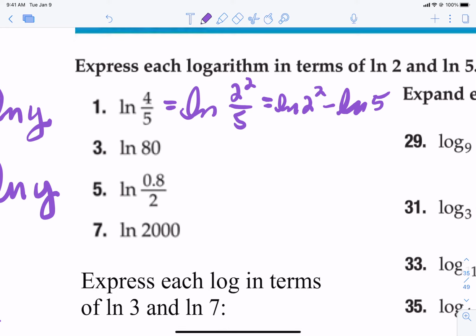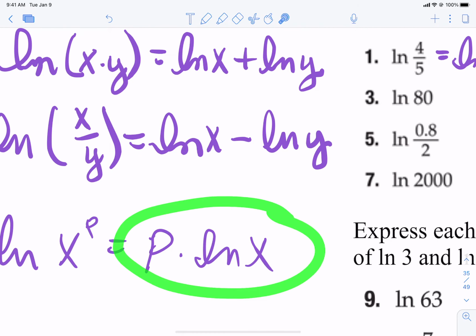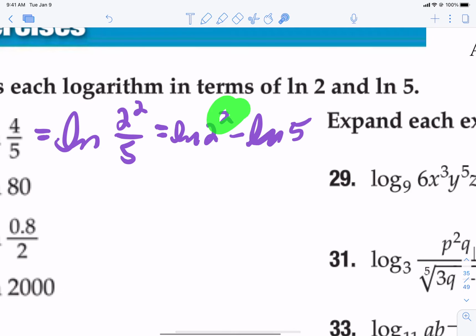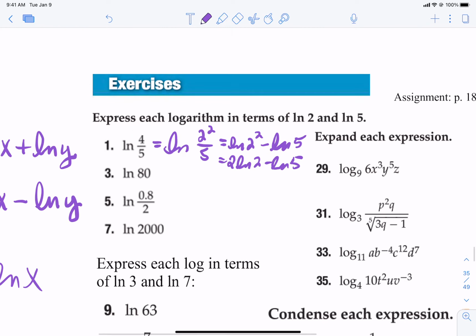Now, 2 squared is not the same as 2. So the way that we can do that is we can use this rule right here that says we can drop the power down in front. So let's take this power and drop it down in front. So our final answer is 2 natural log of 2 minus the natural log of 5. Okay? Now, hopefully that's going to get you started.